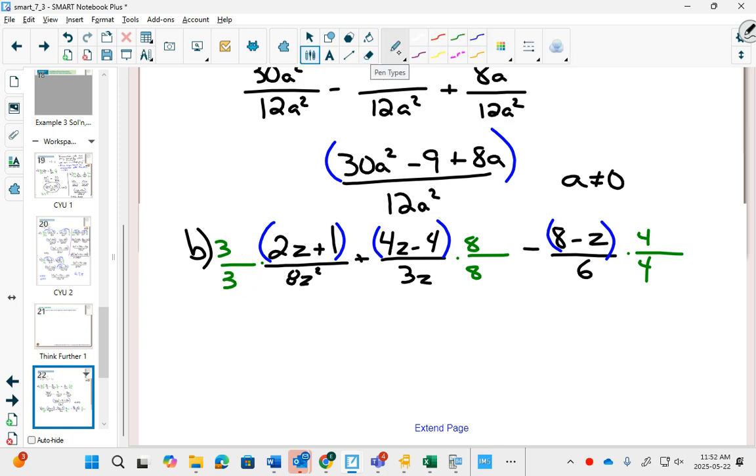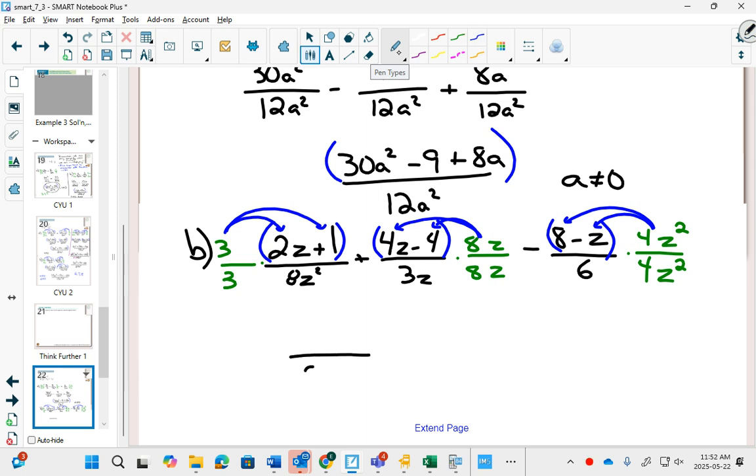Because if it was a z squared, I don't need another z there. I'm actually good in the first one, but the second one needs another z. And the third one needs a z squared. And it's important that I put those brackets because this has to get distributed. This has to get distributed. And this has to get distributed.